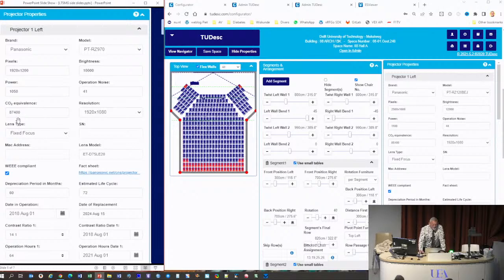And perhaps you are triggered by this one, the CO2 equivalence. I will come back to that later, because you want to know what is your install base, what is my footprint as AV/IT manager for my halls.